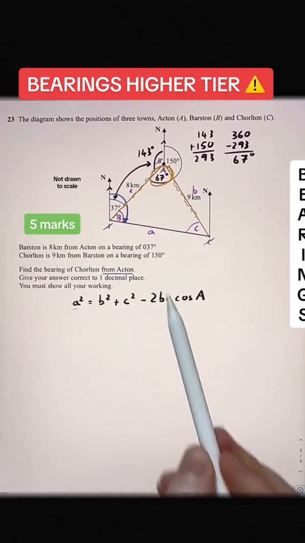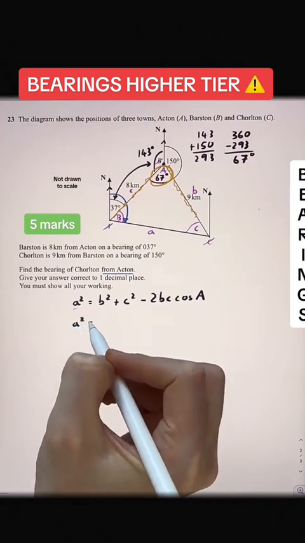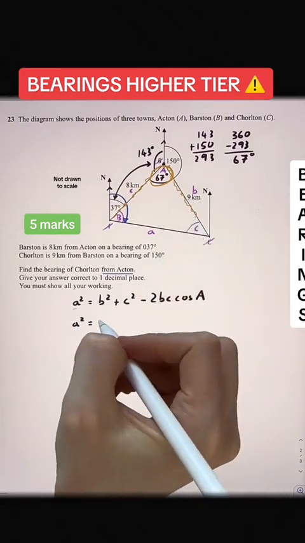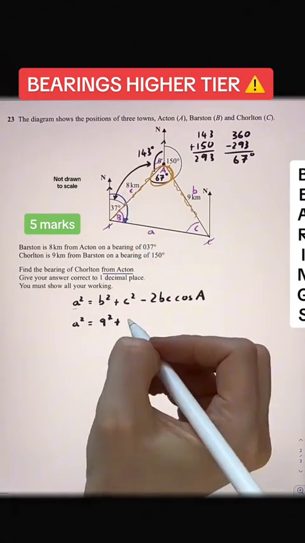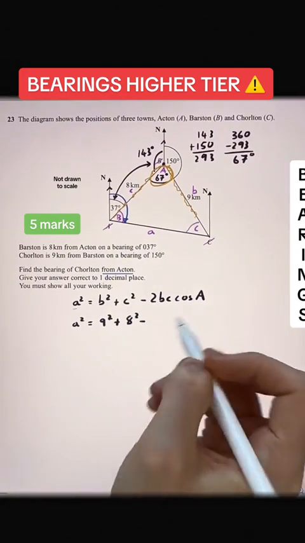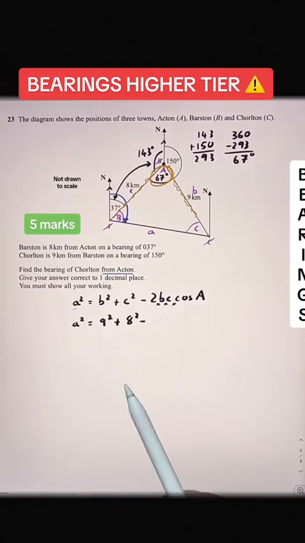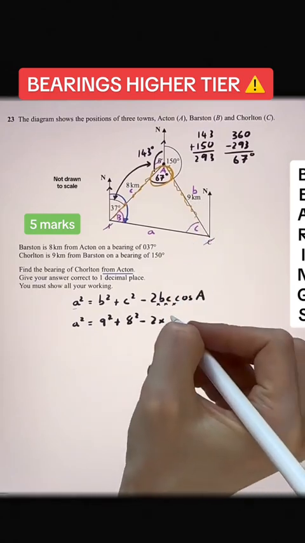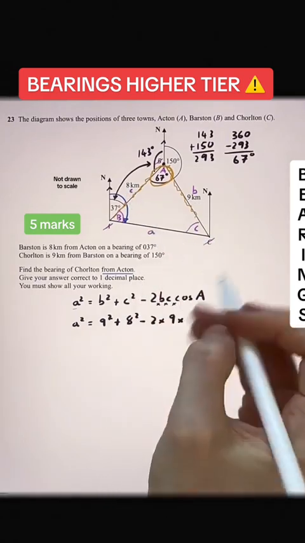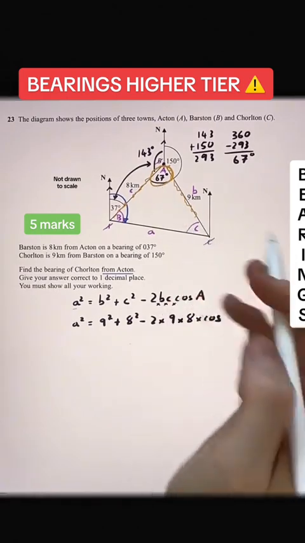Substituting into my cosine formula, A is what I'm finding, so I'm going to leave A squared alone on the left-hand side. And that equals B squared, or B for me is 9, so B squared will be 9 squared, plus C squared. C for me is 8, so C squared will be plus 8 squared. Minus 2BC cos A. In algebra, in between each of the letters, we know there's a multiplication sign. So it's minus 2 multiplied by B, which in this case is 9, multiplied by C, which in this case is 8, multiplied by cos of the angle A. And in this case, the angle A is 67.